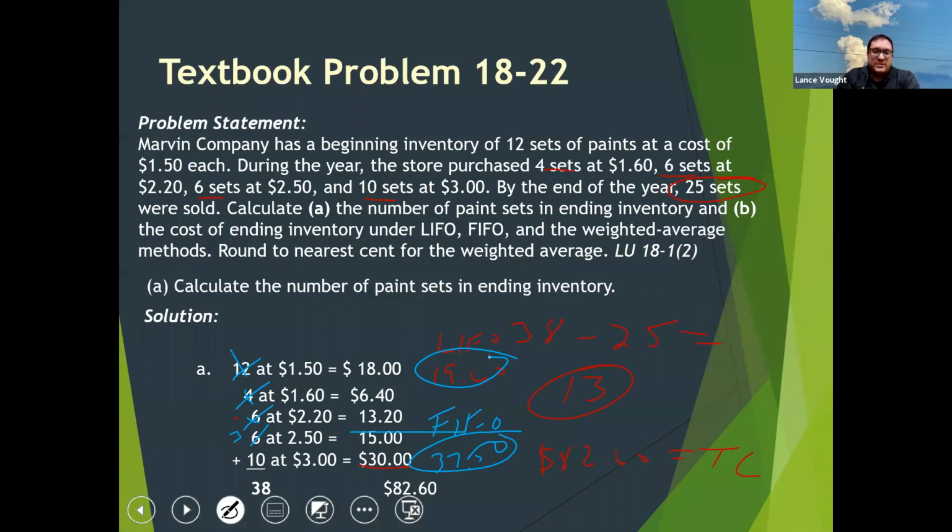If we do the weighted average, we just take the sum of the total cost divided by the total number of units. So 82.60 divided by 38 gives us an average cost of $2.17. And then we multiply that times the 13 that are left over, and we end up with $28.25 using the weighted average method.